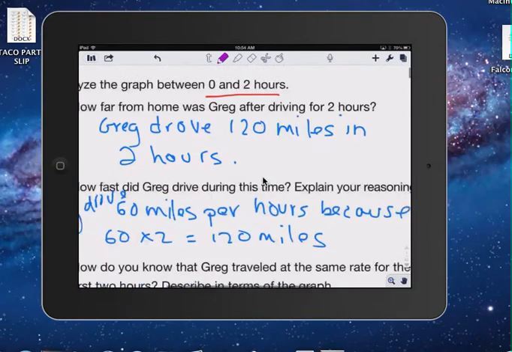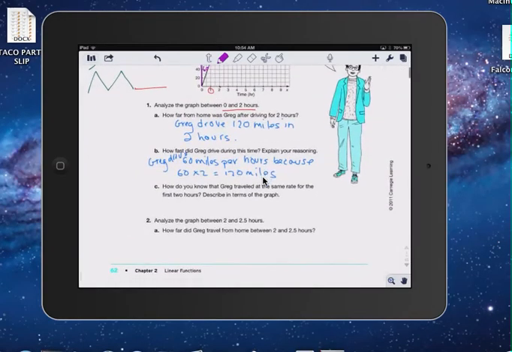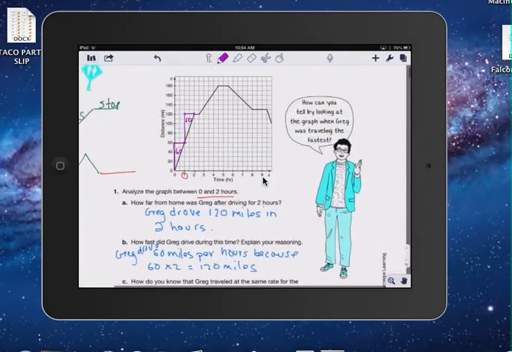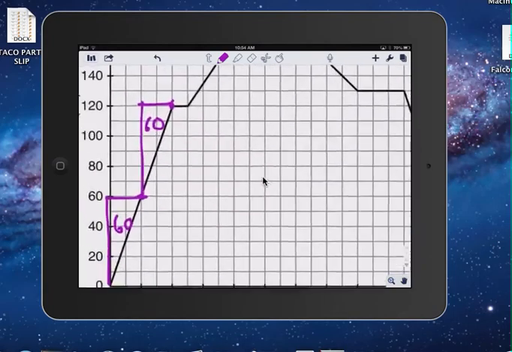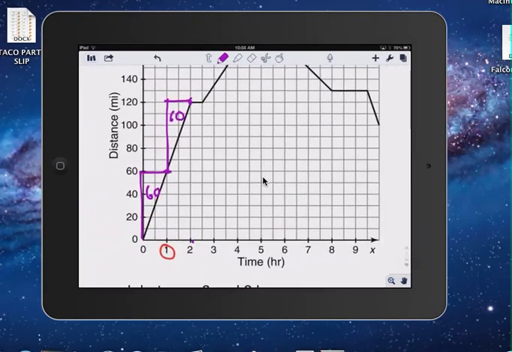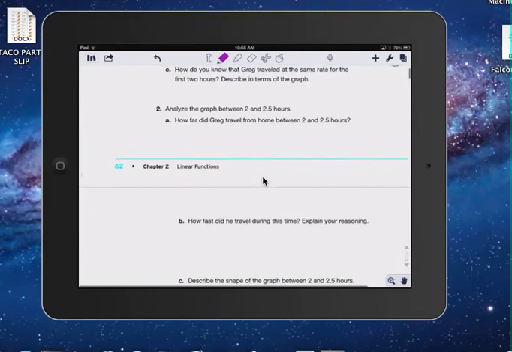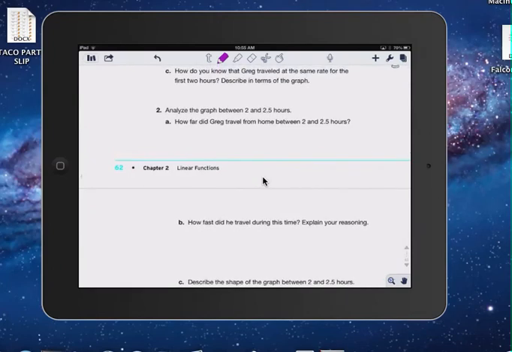Now, analyze between 2 and 2.5 hours. What happened between 2 and then 2.5 hours? Tell each other what it is. You stopped to do what? He went.